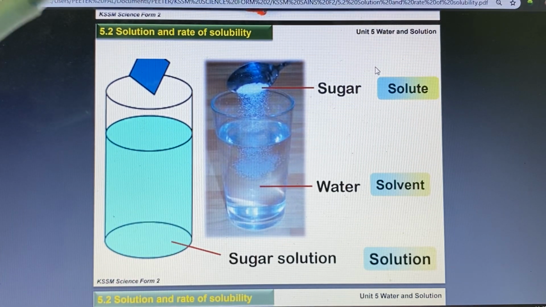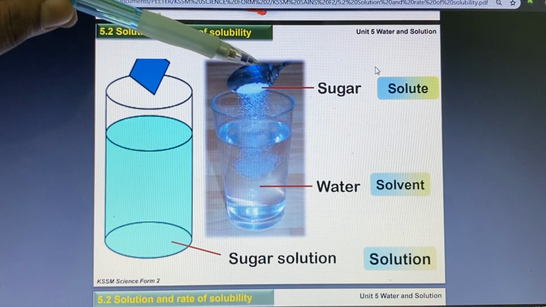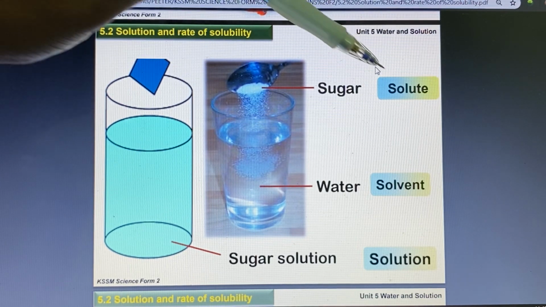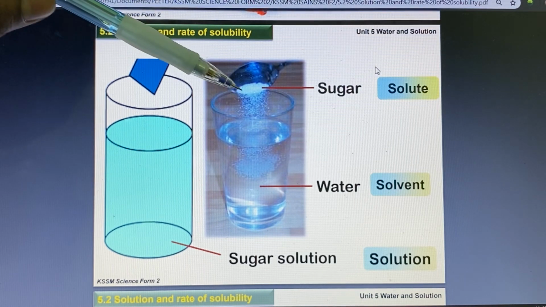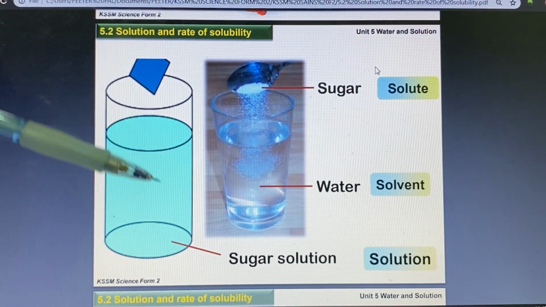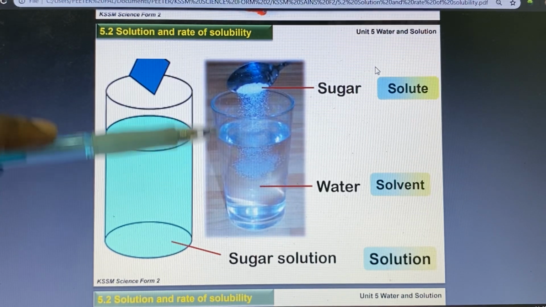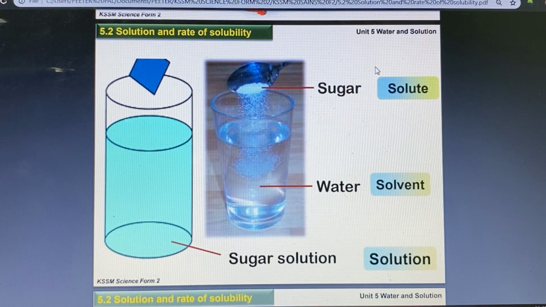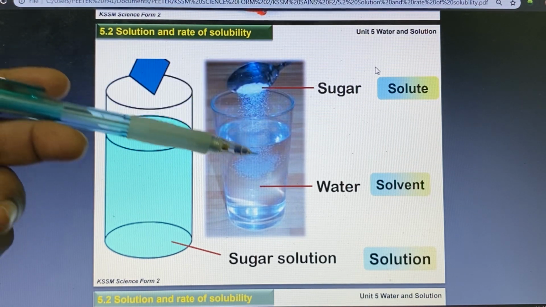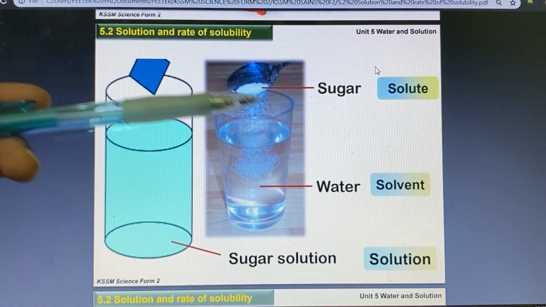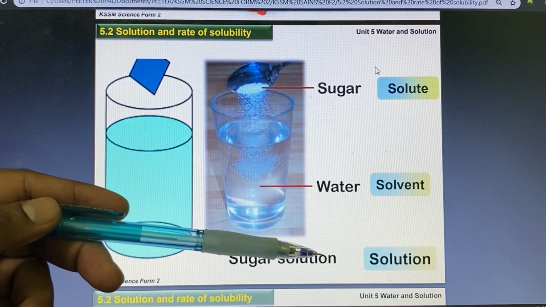So I repeat again, when you take salt or sugar, the salt or sugar is a substance called solute. As we dissolve them in water, water is called a solvent, and the mixture of both will become a solution. If you mix sugar into water, you get a sugar solution. So we have solute, solvent, and a solution.